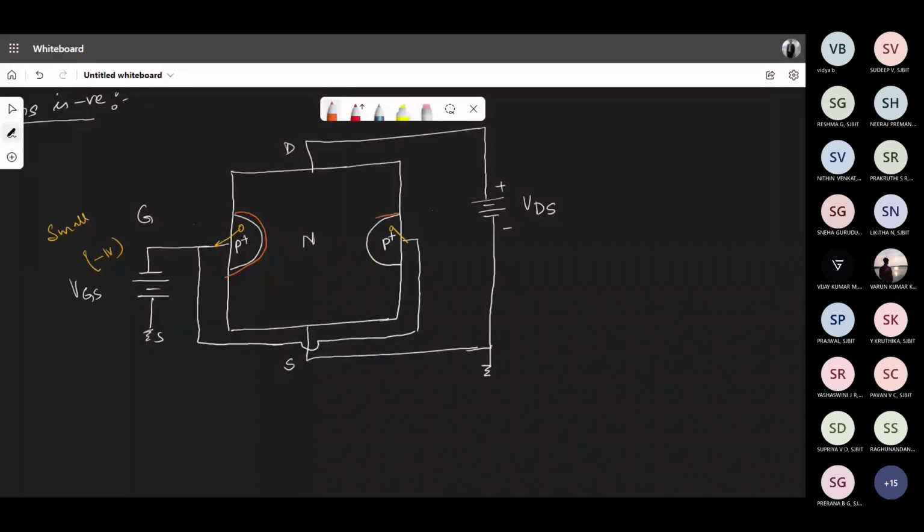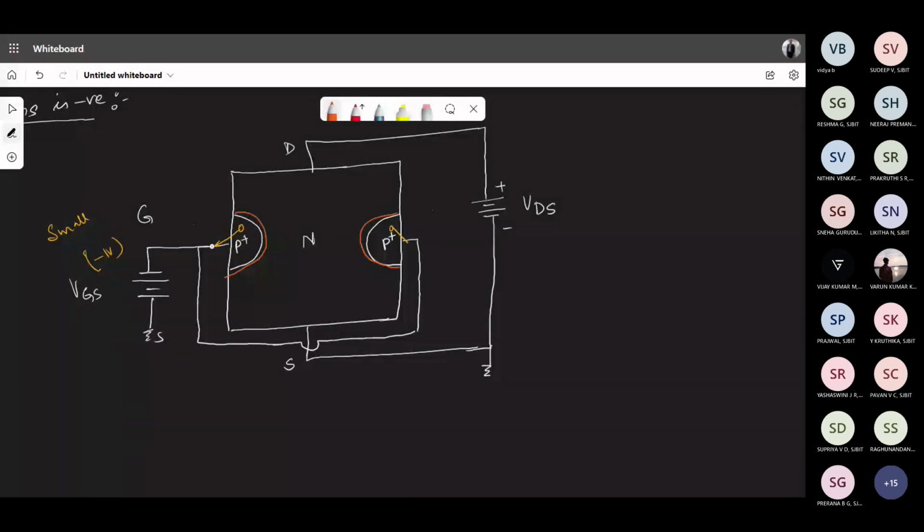Why is it? Because there is a junction, these two P-N junctions are now getting reverse biased, a positive voltage being applied and a negative voltage being applied here. So the affinity is more towards this battery. So hence all the holes will start moving towards it.